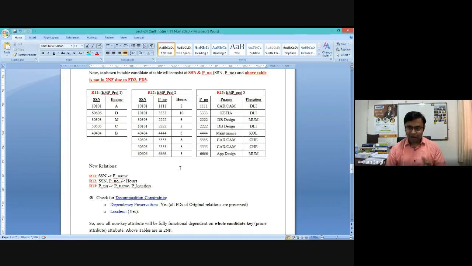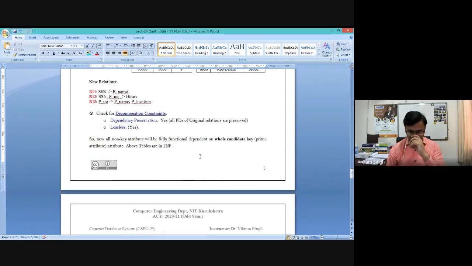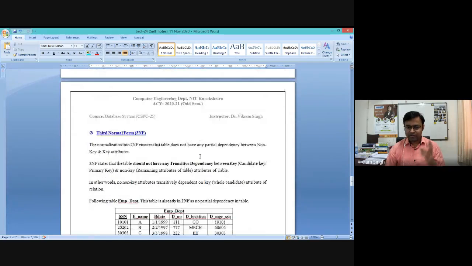But as of now I can claim that the basic relation is in the second normal form, due to which we have created these three sub relations, right? So now with this you can go for the third normal form, right? Whenever you observe that a database table is currently in the second normal form, should I check for the third normal form or not?